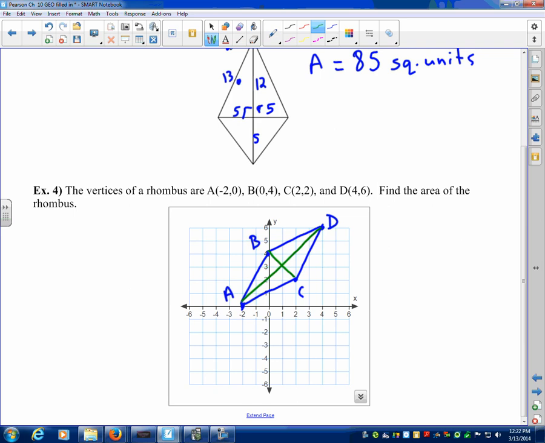So watch this. You have to watch carefully on this. So from this vertex right here, A.